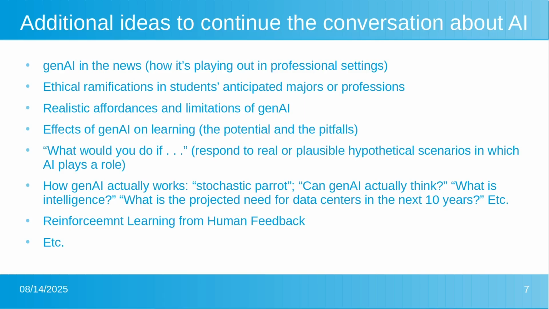How genAI actually works. It's a stochastic parrot, which I got from a book called The AI Con, if I remember right. AI Con as in conspiracy. But stochastic parrot, it mimics things, and it does it informed by statistics and statistical models. Can genAI actually think? What is intelligence? What is the projected need for data centers in the next 10 years and so on? How long are they going to be building them, and all of that? Reinforcement learning from human feedback, and so on and so forth. So there are lots of different things here that could continue that conversation about AI.